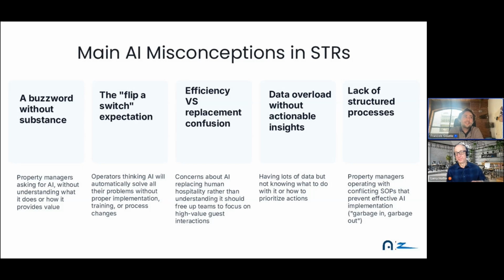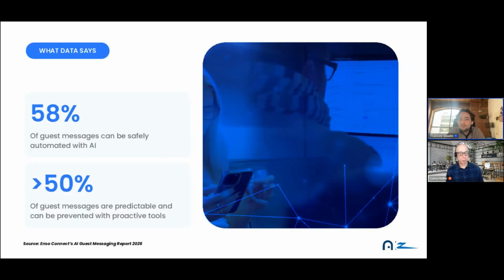And part of what the data says, actually, so this is the next slide, is 58% of guest messages can be safely automated with AI without you having to worry that it would send the wrong information or anything like that. And that's because over 50% of those guest messages are predictable and they can be prevented with those proactive tools. And I'm not talking about just the basics of check-in questions or Wi-Fi questions, like even some more complex ones that involve certain nuances. Those absolutely can be automated. And this is where you can free up time for your team.